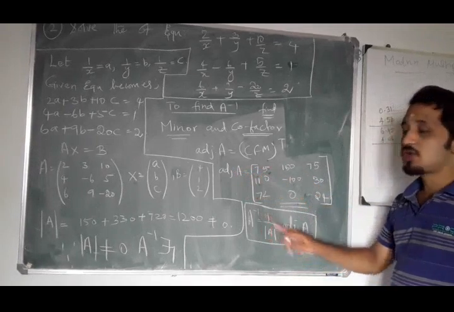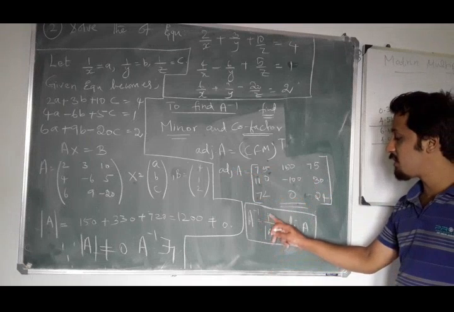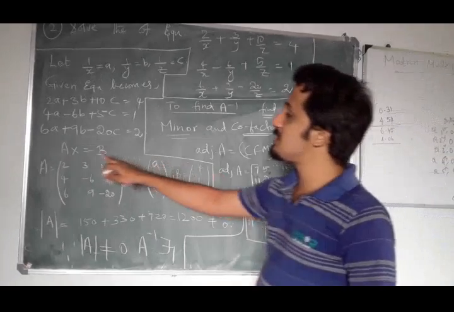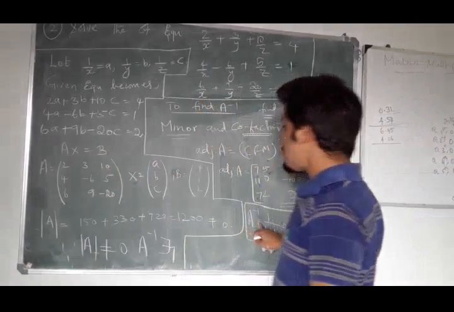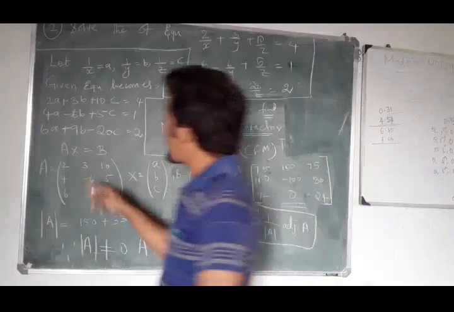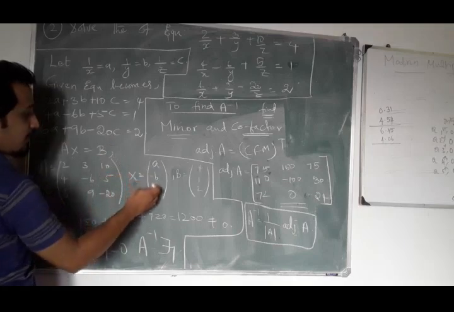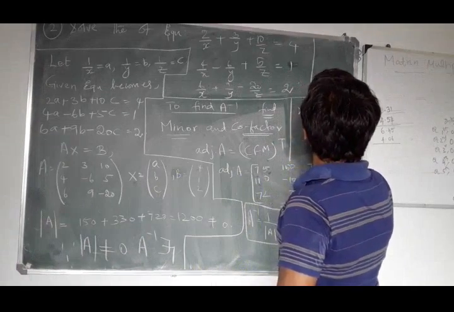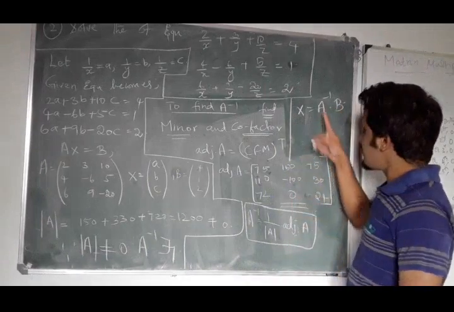This is nothing but the adjoint of A. So how to find A inverse? A inverse is equal to 1 by determinant A into adjoint A. Since the equation says Ax is equal to B, A inverse you have. Yes or no? What is X equal to? You have to find the value of X now. So capital X is equal to what? A inverse B. Yes or no?